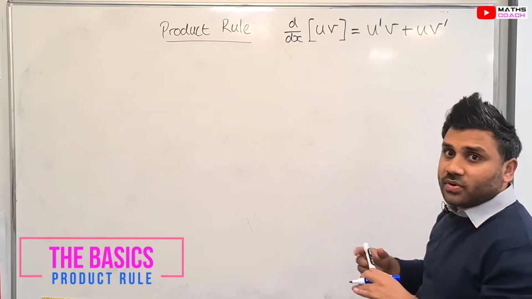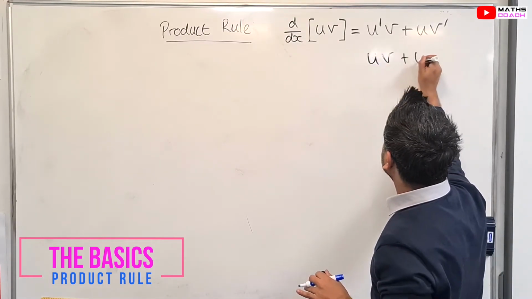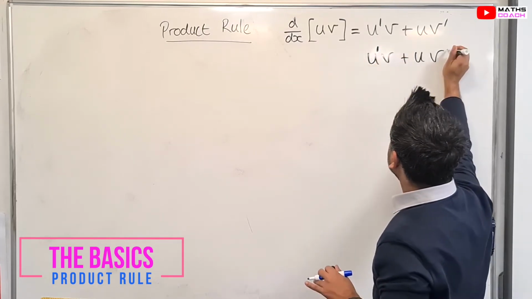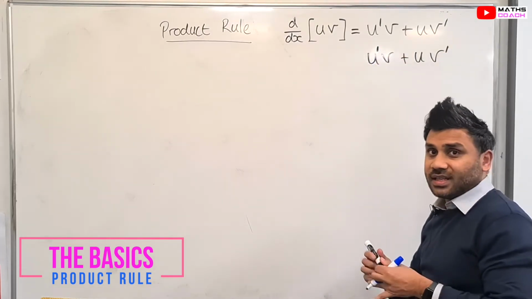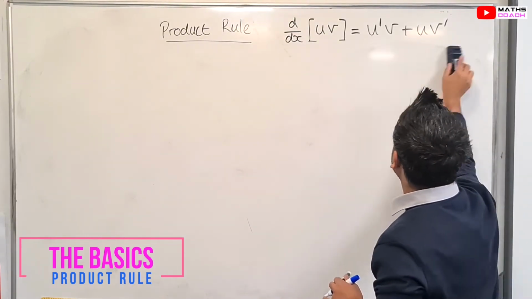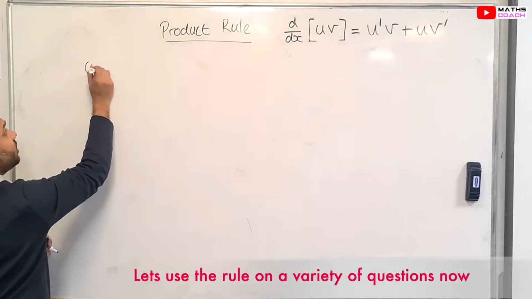Another way of remembering the product rule is you can simply write u v plus u v, dash the first one, and then here dash the second one. And that's a quick way to recall the product rule for differentiation. Now, let's begin with a few examples. I'll start with an easier example.